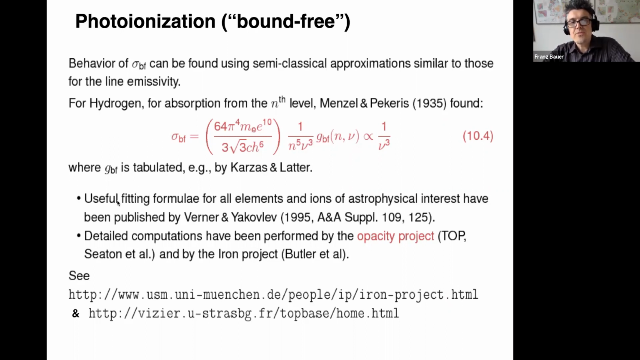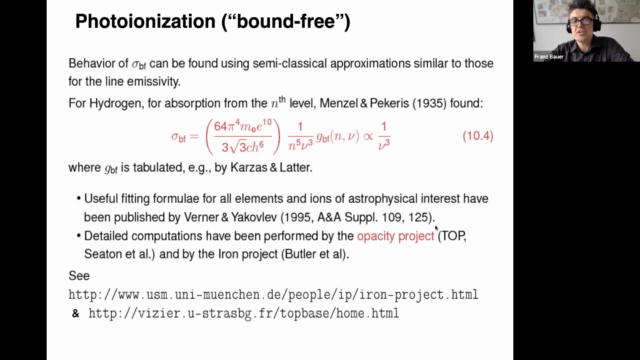And so there are functional formulae for most of the elements and ions that we would care about in terms of being astrophysically interesting. An example of this is published by Werner and Yakovlev, and you can go and look up those functional formulae. You can also look up detailed computations, which are done by the Opacity Project.